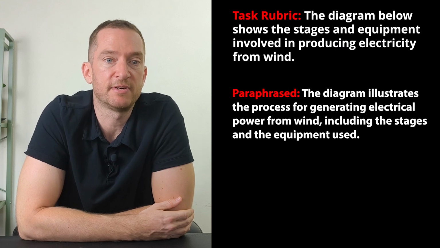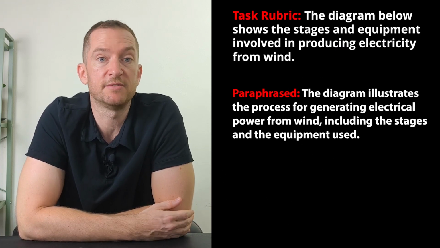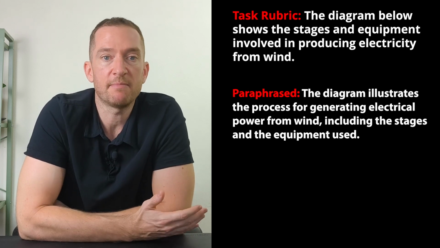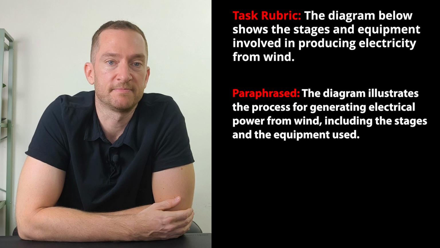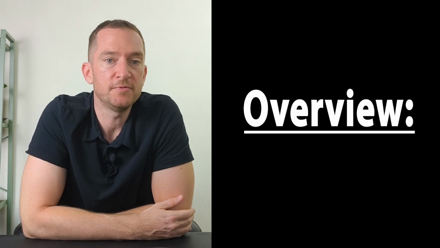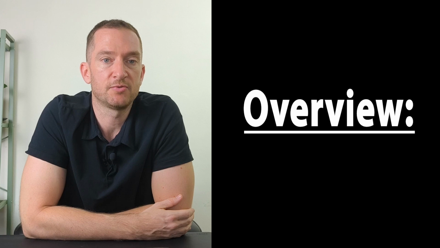So here we have one way we could paraphrase the rubric. We've significantly changed the vocabulary and grammar compared to the original rubric, but you'll see we've kept the meaning. So this will be the start to our introduction. Next, we'll add our overview. We've already identified the key features of the process, so let's put this into words.